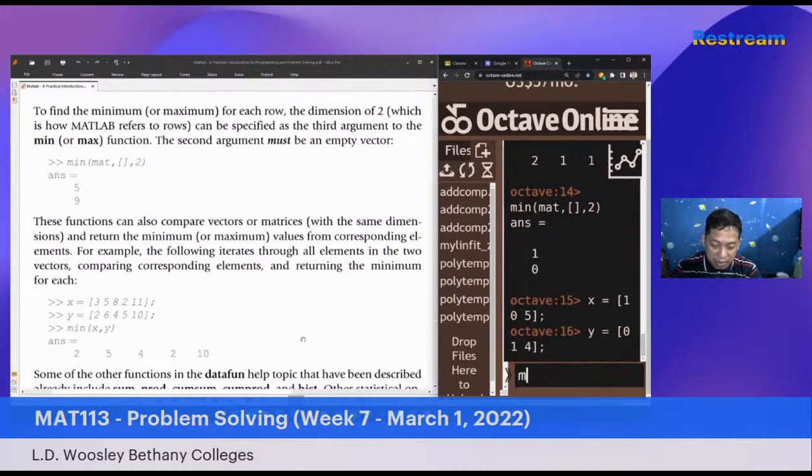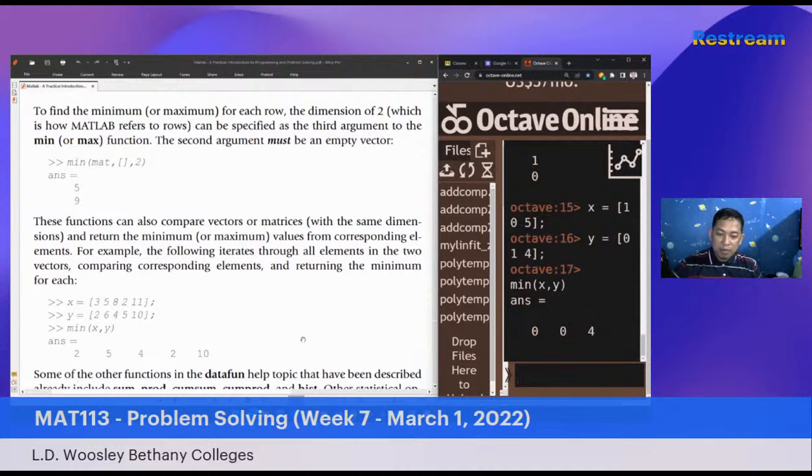So we could compare its minimum value by commanding min of x and y. So from there, ipapakita niya kung ano yung minimum value correspondingly per column. So 0 0 4. Mapapansin natin, the minimum value for the first column is 0 versus 1, and then 0 also versus 1 on the second column, and then 5 versus 4, 4 is the minimum value. All right.